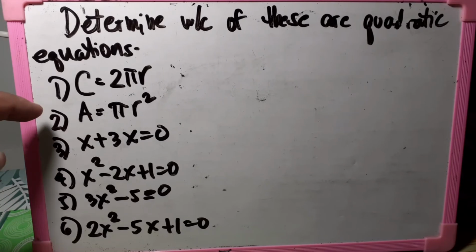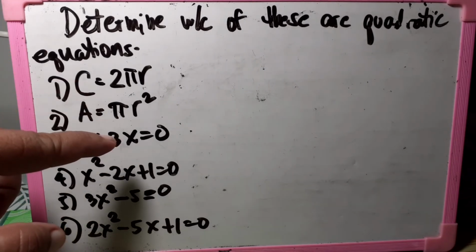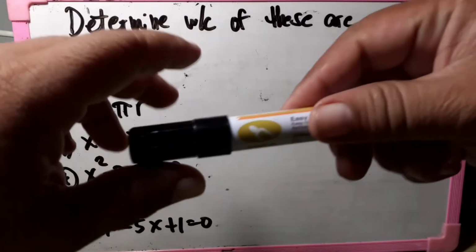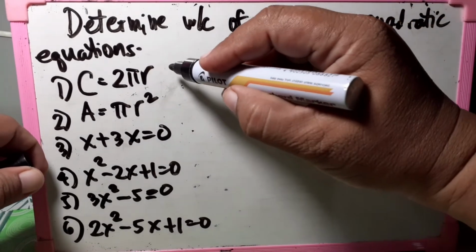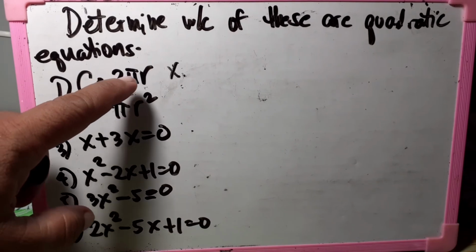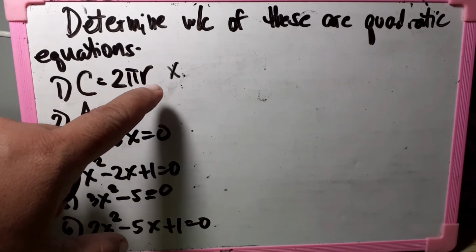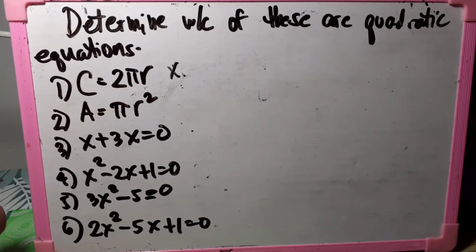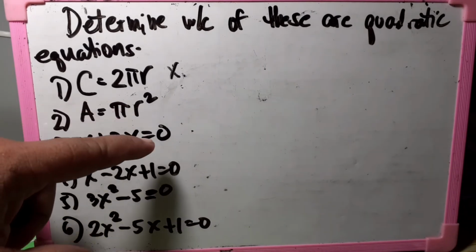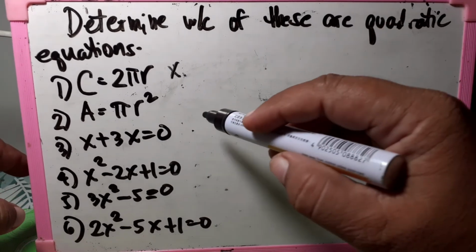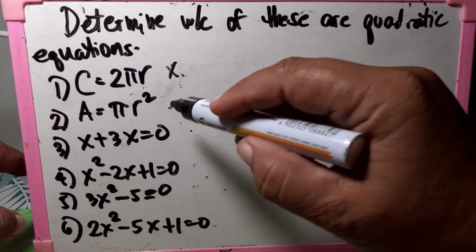Number one, is it a quadratic equation? Number one is not a quadratic equation. Look at the r: its exponent is 1, so this is not a quadratic equation. Number two, pi r squared. What is the highest exponent? The highest exponent is 2, meaning this is a quadratic equation.